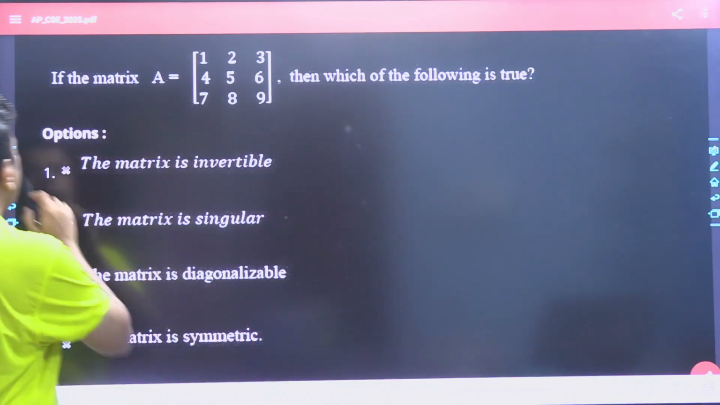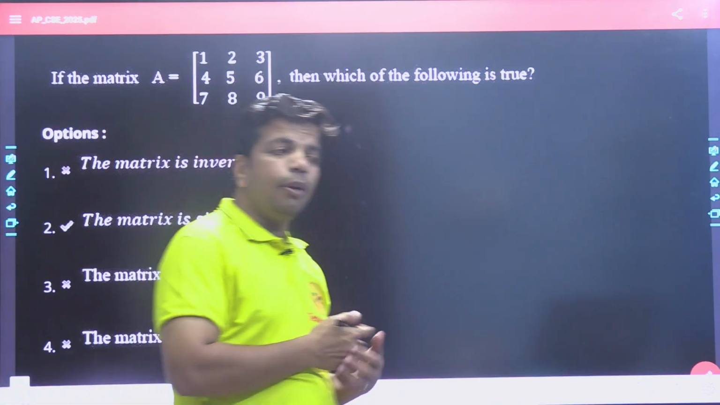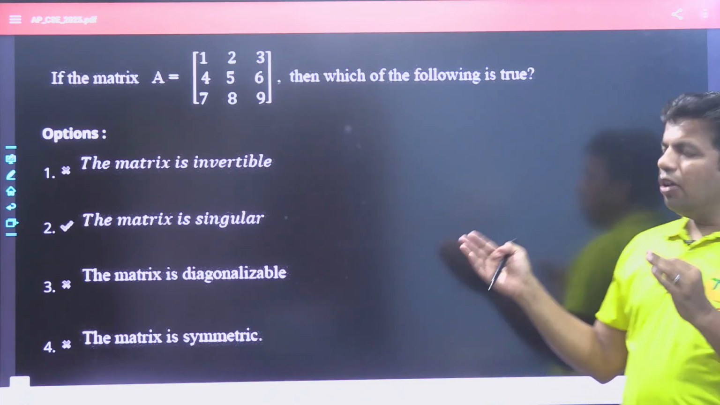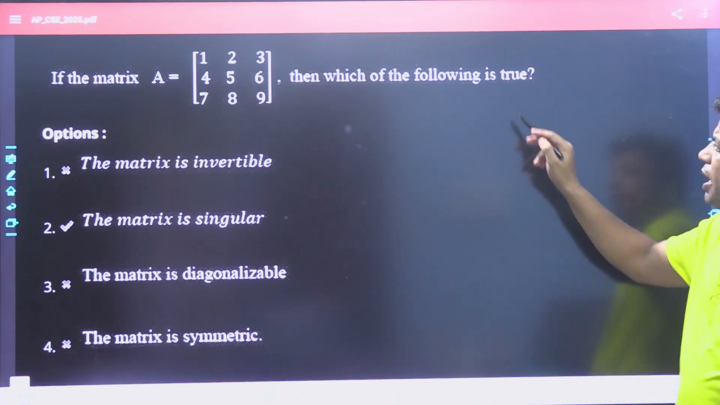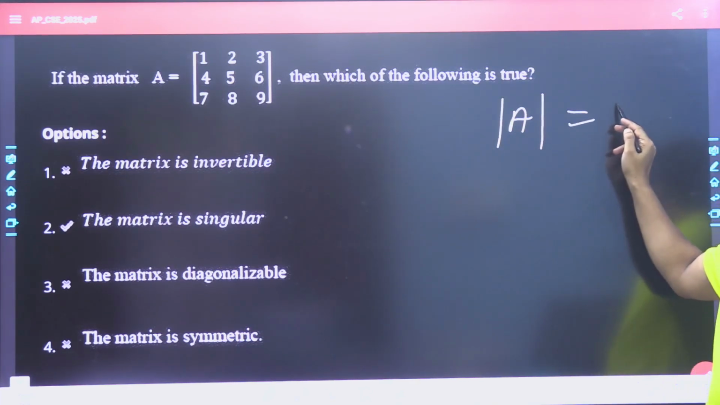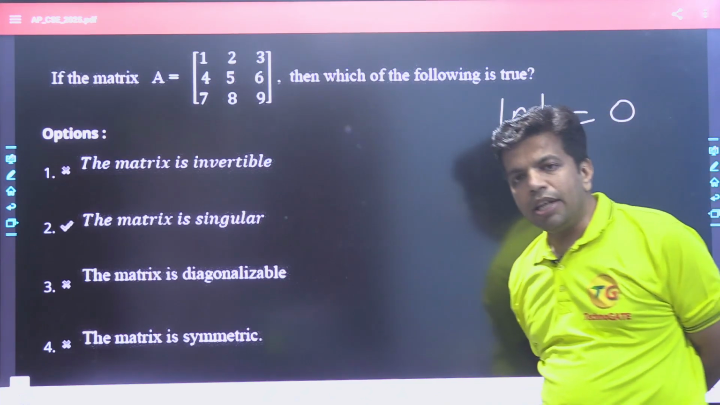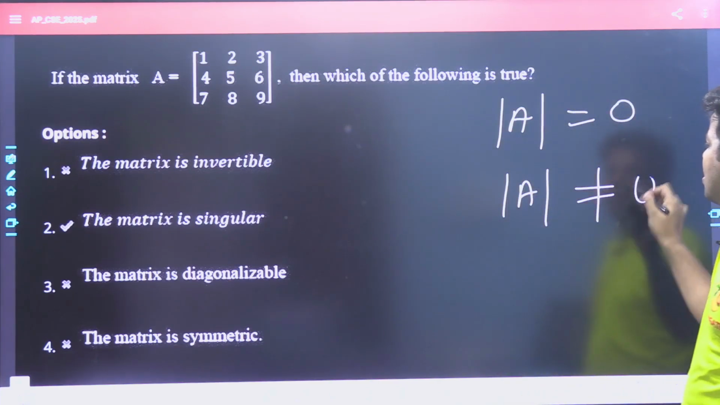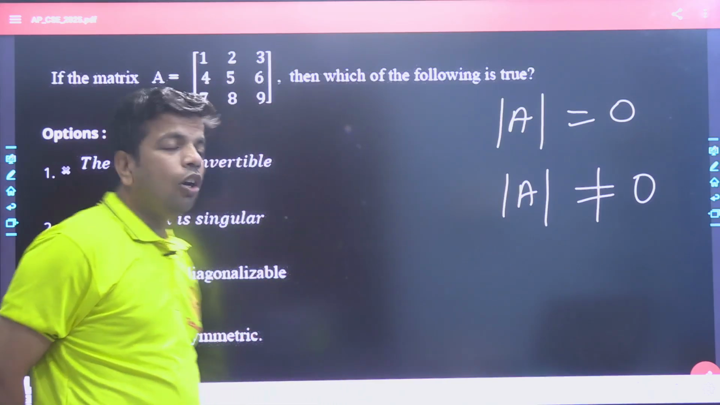So how can we check whether the matrix is singular or not, whether the matrix is invertible or not? Simply, if you want to check whether a matrix is singular or not, you need to find the determinant of the matrix. If the determinant of the matrix is 0, then the matrix is singular. And if the determinant of the matrix is not equal to 0, then this matrix is invertible. So first of all, we need to find the determinant of that particular matrix.